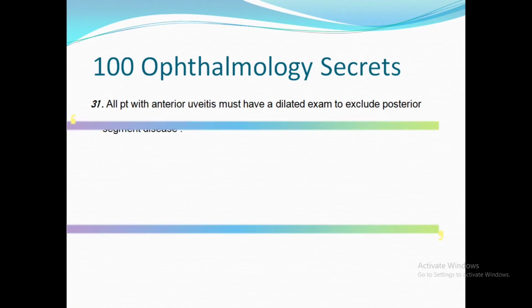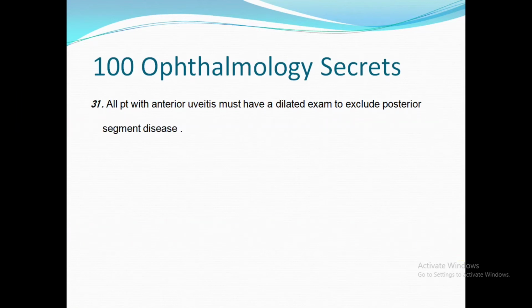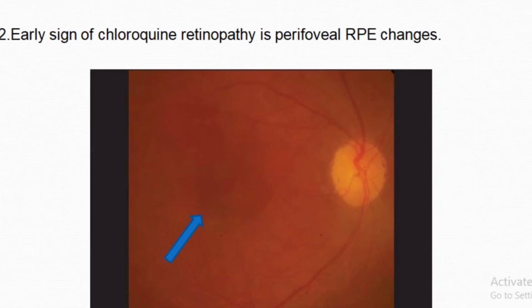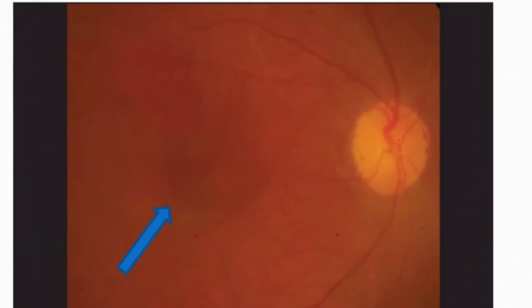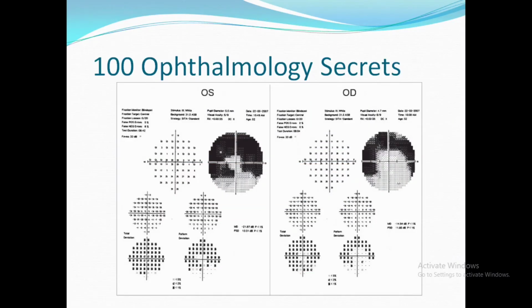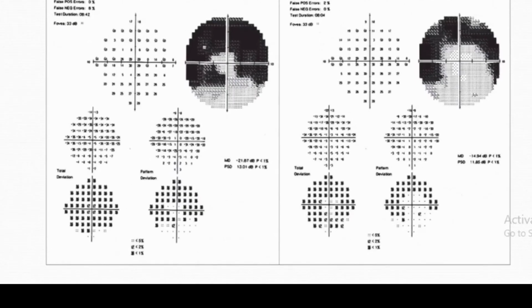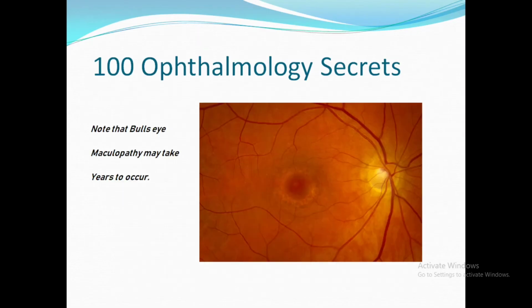All patients with anterior uveitis must have a dilated exam to exclude posterior segment disease. Number 32. Early sign of chloroquine retinopathy is perifoveal RPE changes. Here is the Humphrey field for this patient. Notice the perifoveal arcuate scotomas. And remember that bullseye maculopathy may take years to happen.